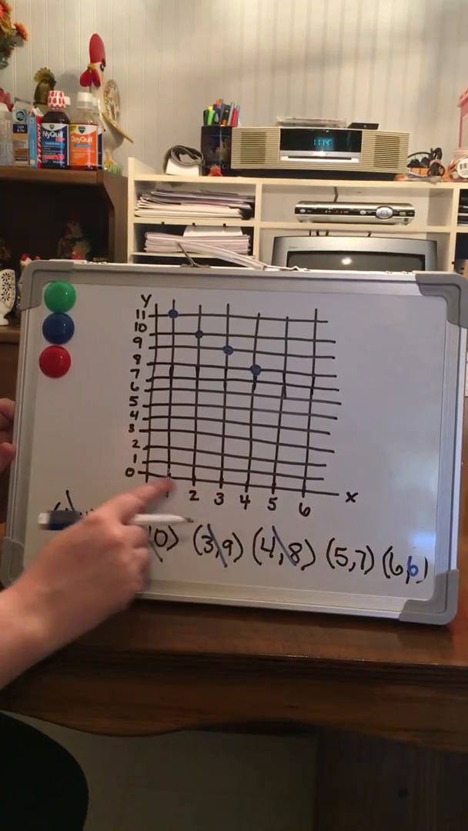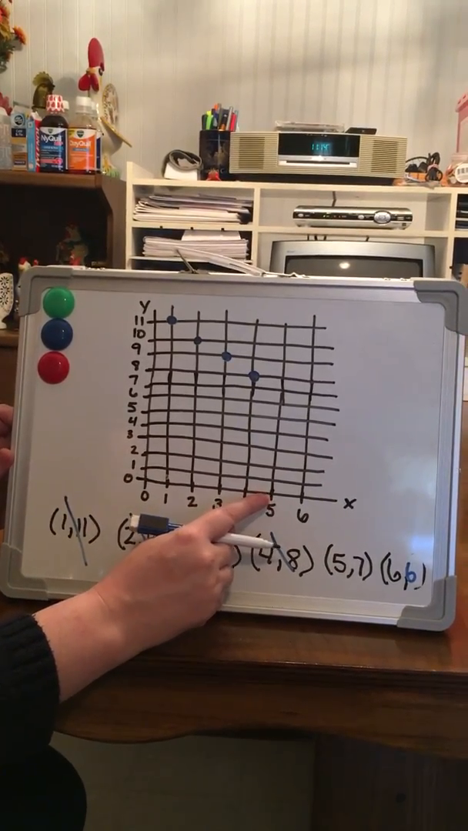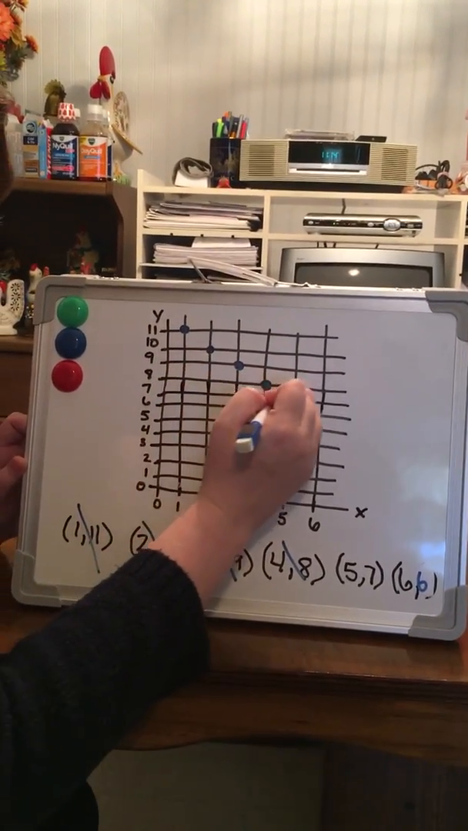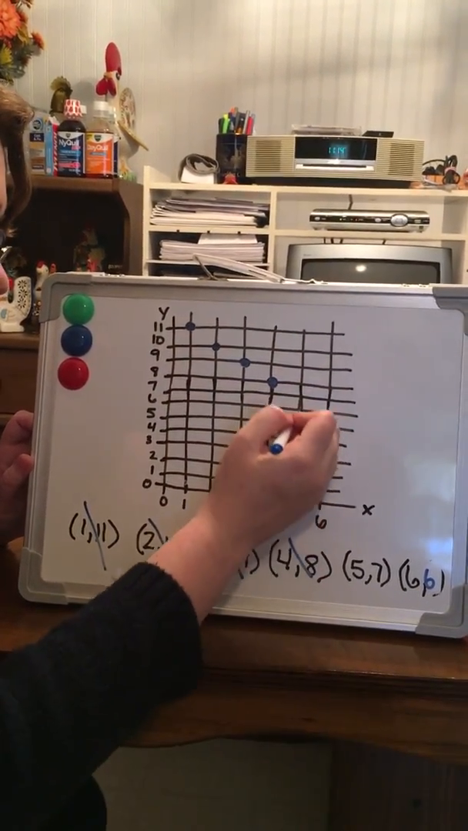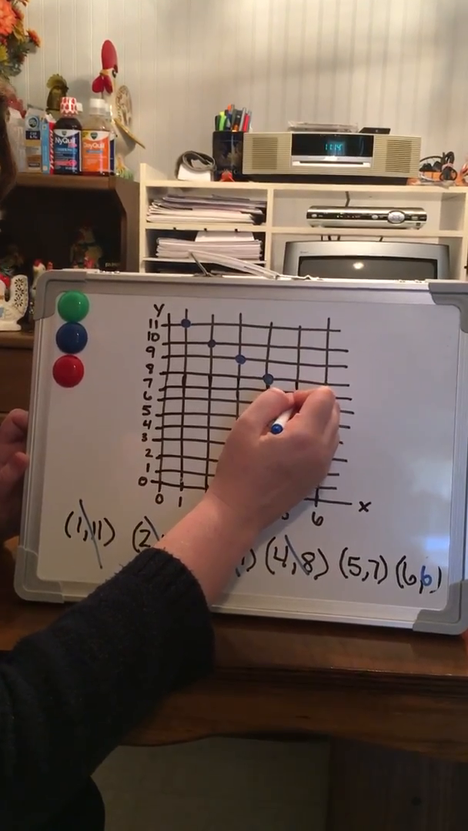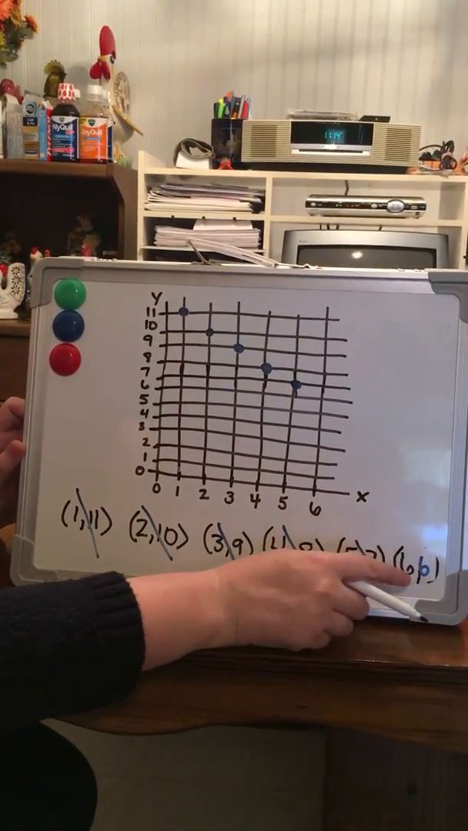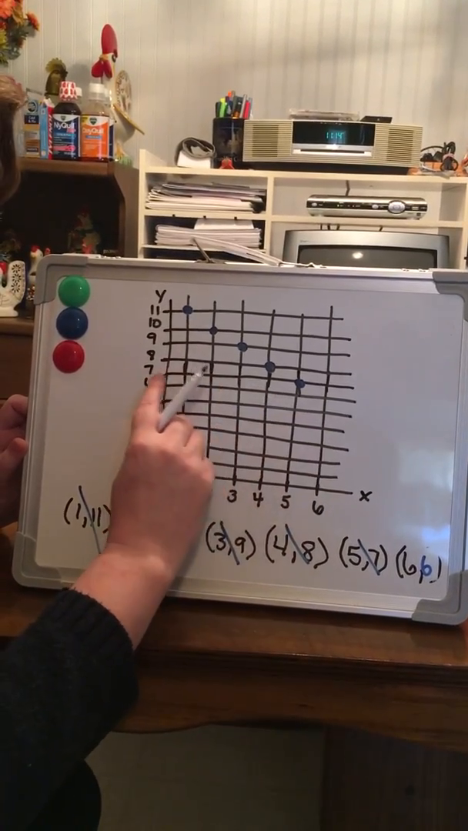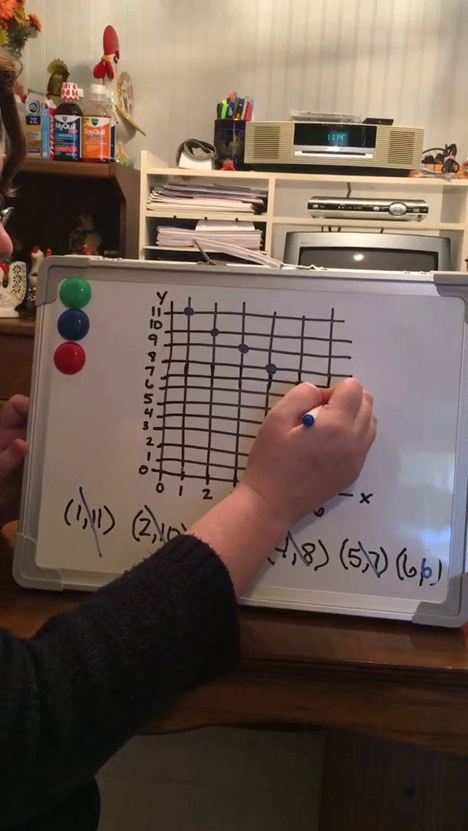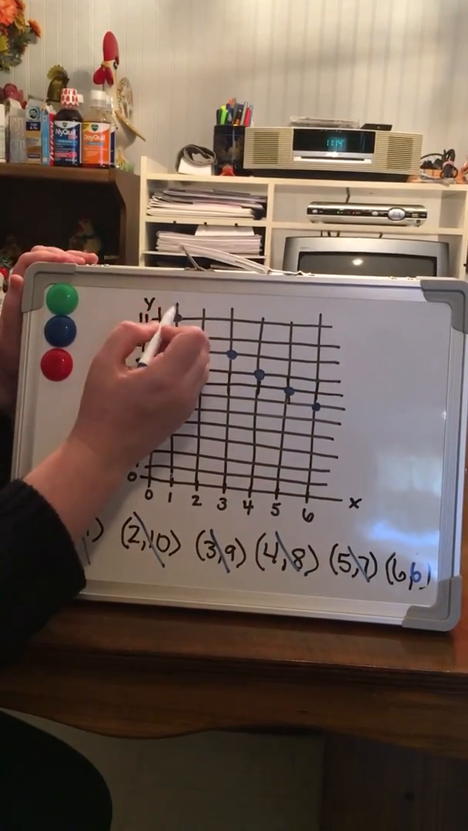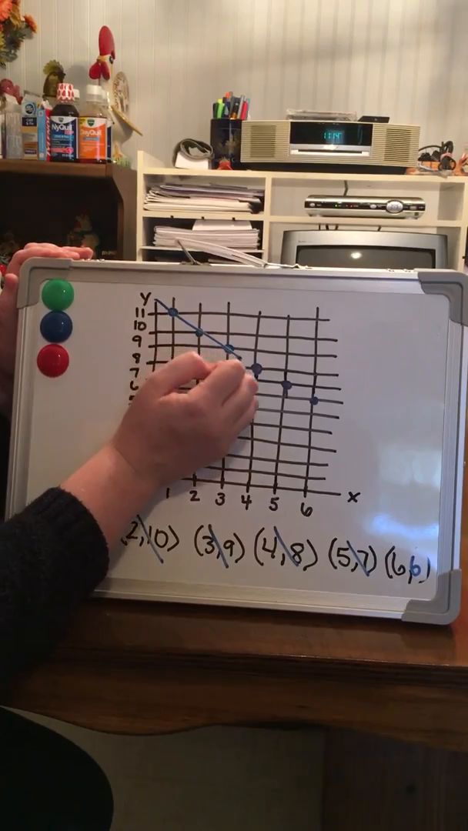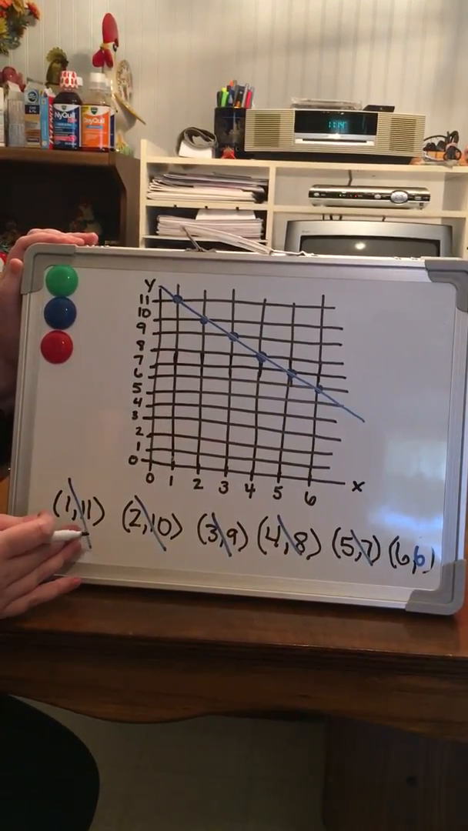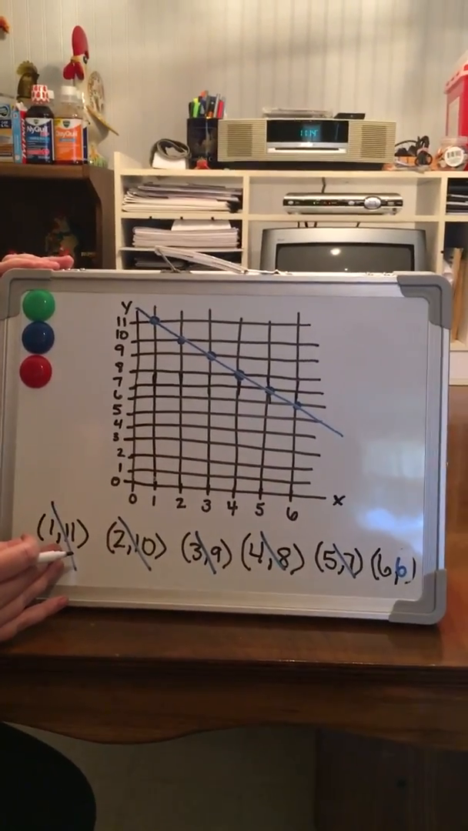5, 7 is our next one, so we go over 5 and up 7. Okay, let me see. 5, 7, making sure I got that. Okay, and then the last one is 6, 6. You go over 6 and up 6. So it's right here. And you can see those kind of form a pattern. We could actually draw a line through that pattern and you would know what the next numbers would be based off of that. Okay, where they would come next.